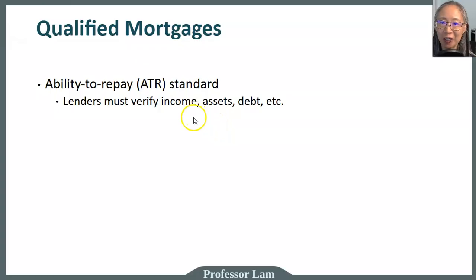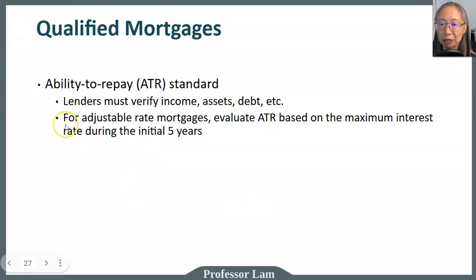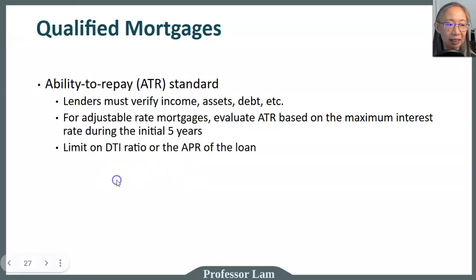The good news is you already know how to create your personal statement of net worth, which will list all your assets and liabilities. You don't have to show your lender the expenses, but you should be prepared to show them documented income, such as a W-2 form and a 1099 form or a copy of your tax return. For adjustable rate mortgages, the ability to repay is evaluated based on the maximum interest rate during the first 5 years of the mortgage.